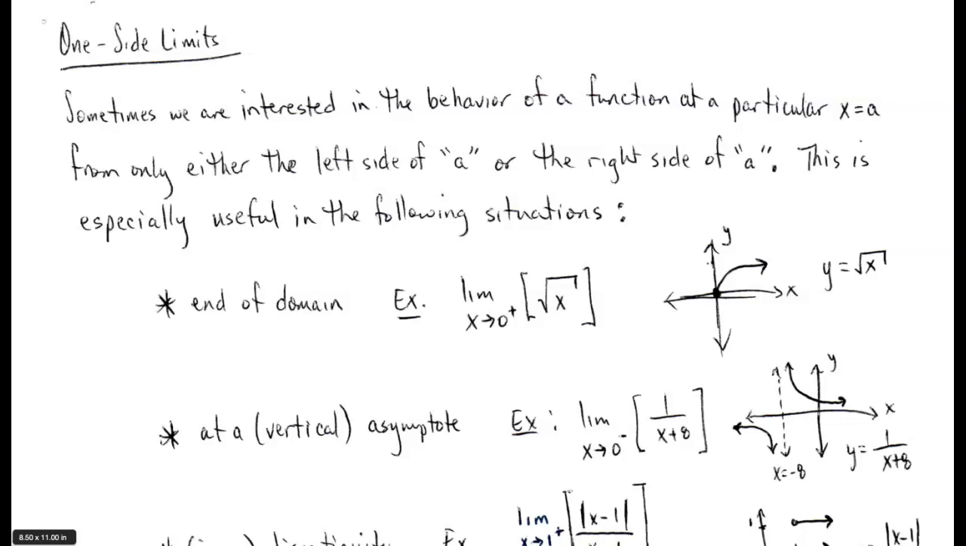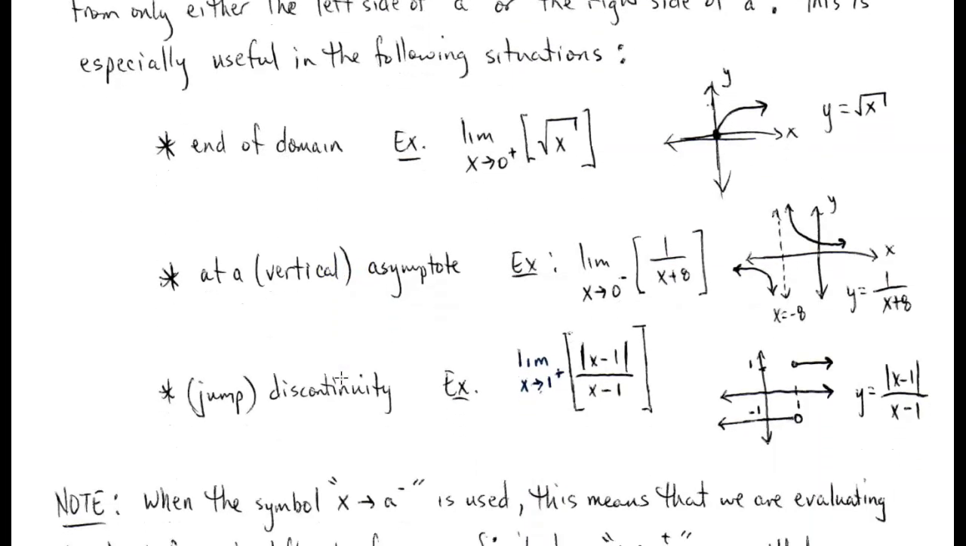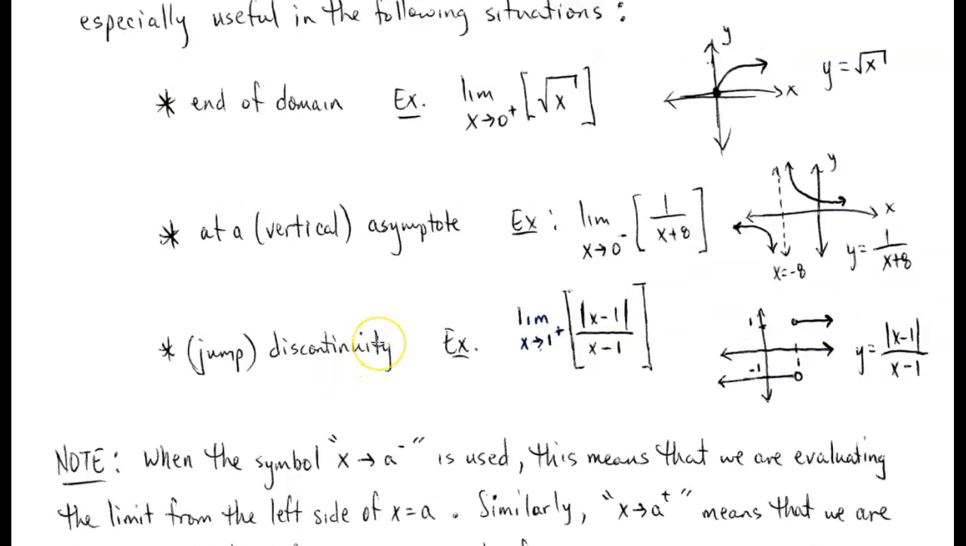Sometimes we're interested in the behavior of a function at a particular x value a from either only the left side of that x value a or only from the right side. This is especially useful in the following situations. The functions that I have here are situations where either the function itself is one-sided or there's some kind of discontinuity in the function, and I want to be able to study one side of where that discontinuity is, okay? And that's really the whole point and purpose of a one-sided limit.